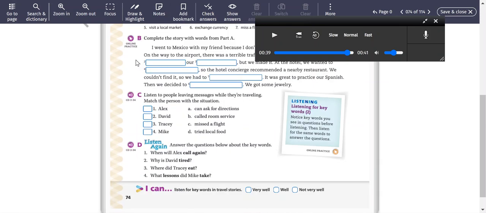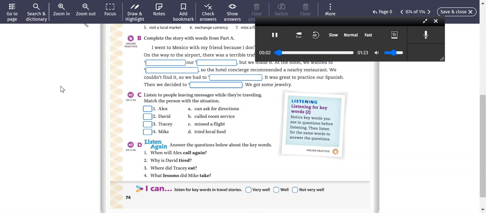Next, look at listening, part C. Listen to the people leaving messages while they're traveling. Match the person with the situation. Then, listen again and answer the questions below about the keywords. 1. When will Alex call again? 2. Why is David tired? 3. Where did Tracy eat? 4. What lessons did Mike take? Listen.